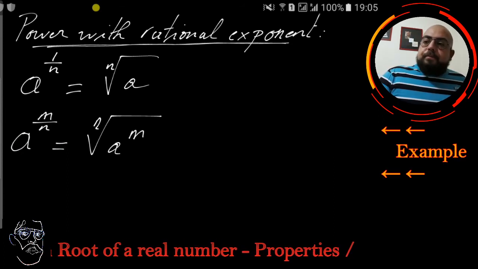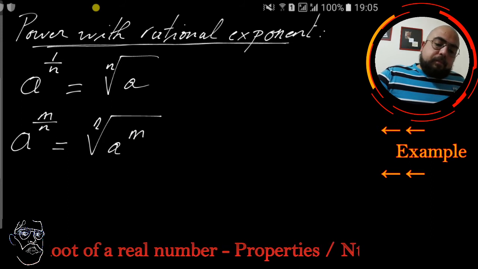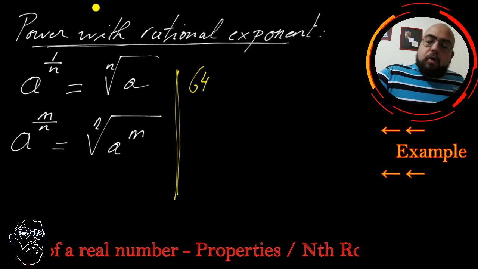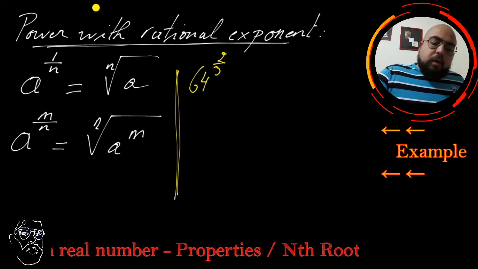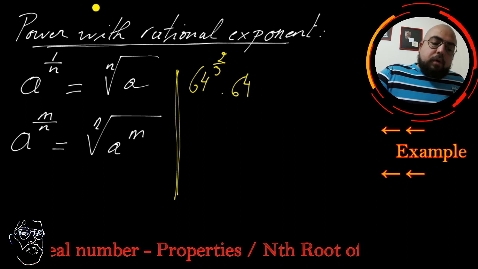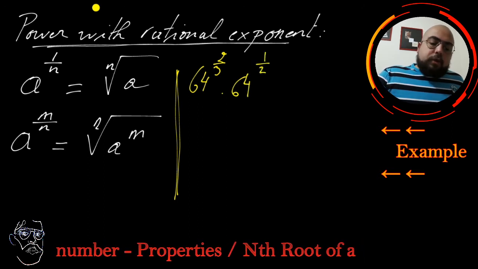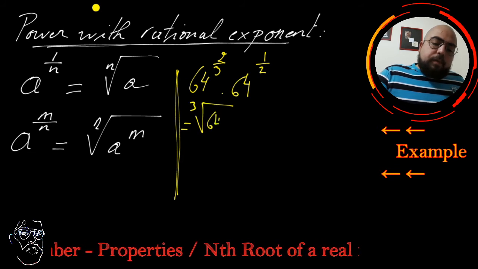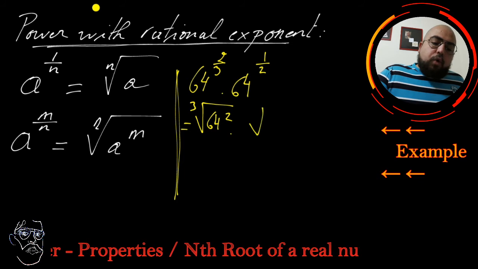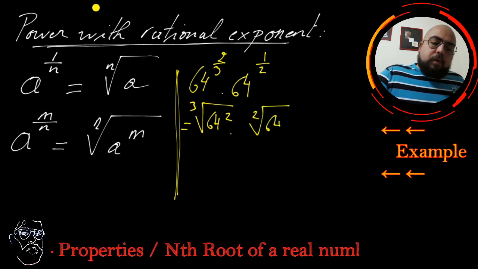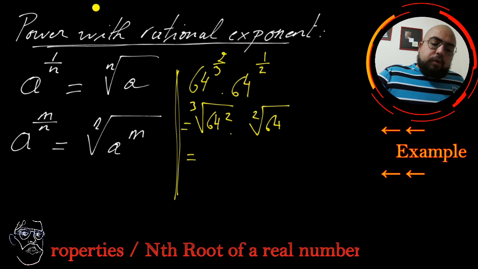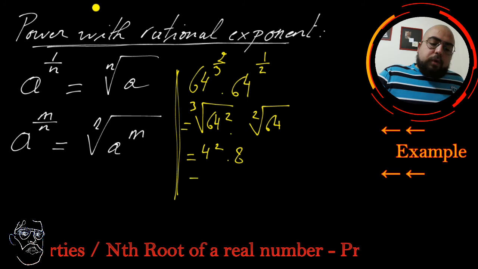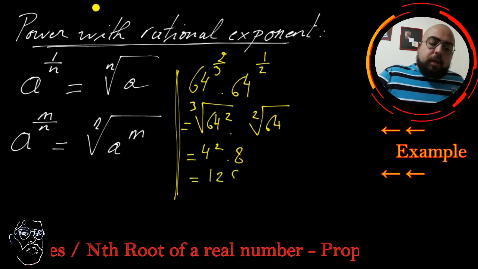What about 64 to the power of 2 over 3 times 64 to the power of 1 over 2? So we can write it down as the cubic root of 64 to the power of 2 times the square root of 64. So it's equal to 4 to the power of 2 times 8, which is equal to 128.